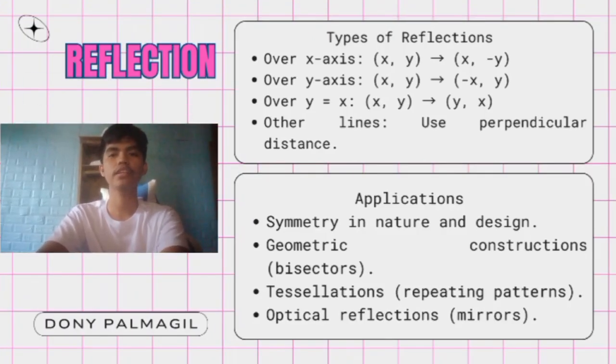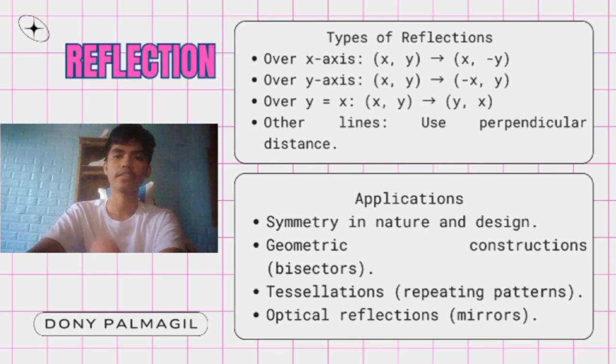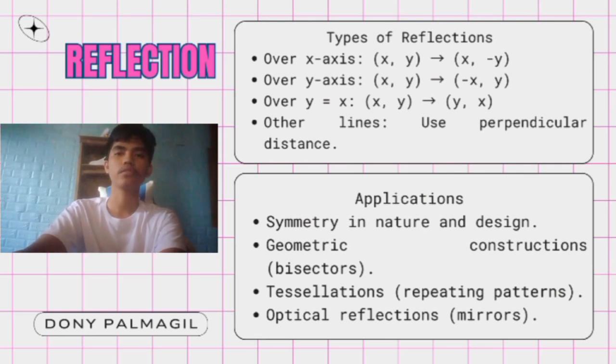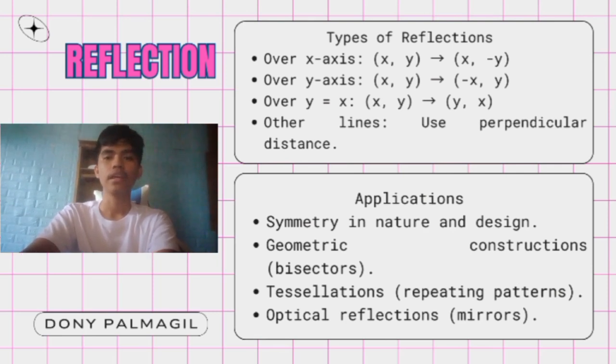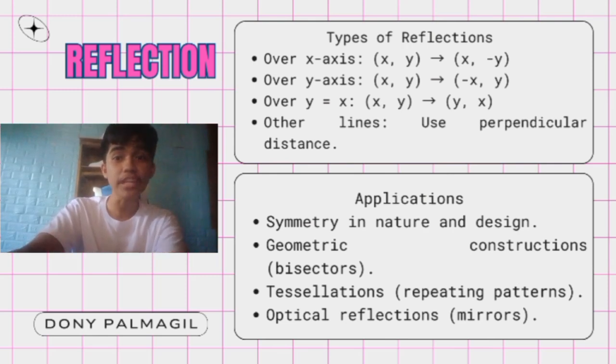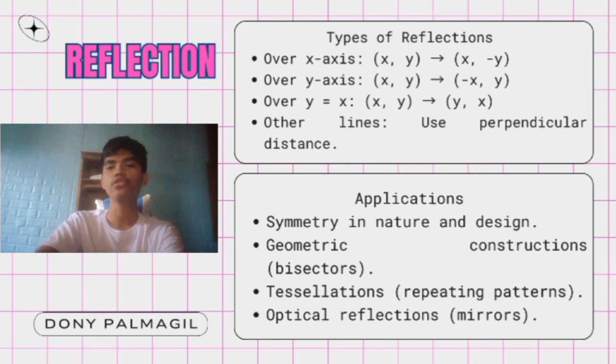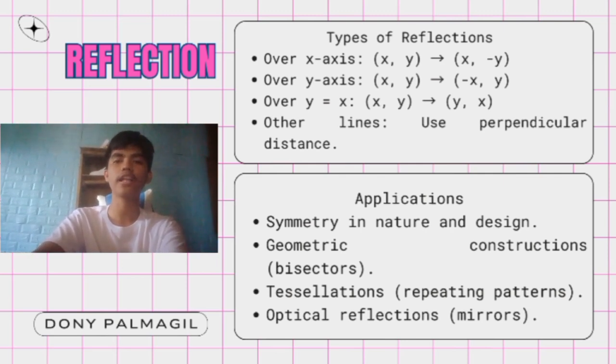Symmetry in nature and design creates balance and harmony, seen in things like flower patterns and architectural design. Geometric construction divides angles or segments into equal parts for precise design. Tessellation involves repeating shapes that fit together perfectly to cover a plane without gaps. Optical reflections use mirrors to create symmetrical images and visual effects.